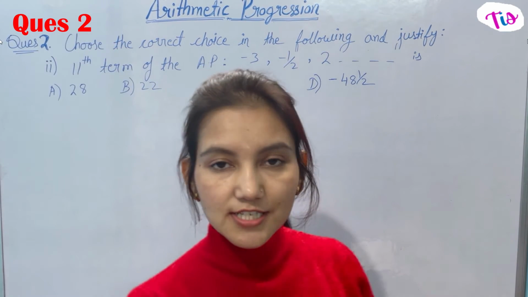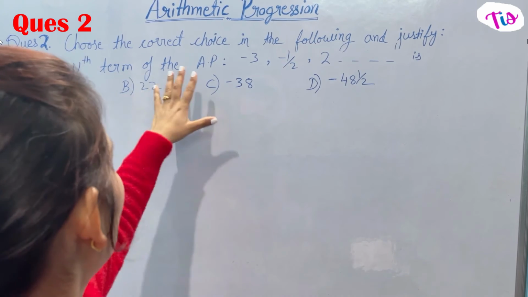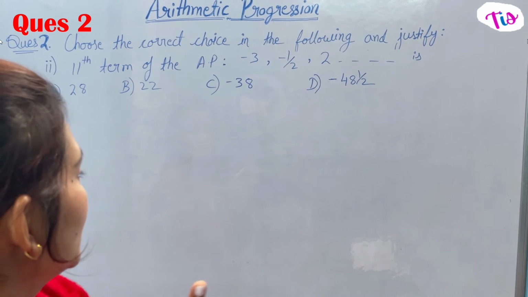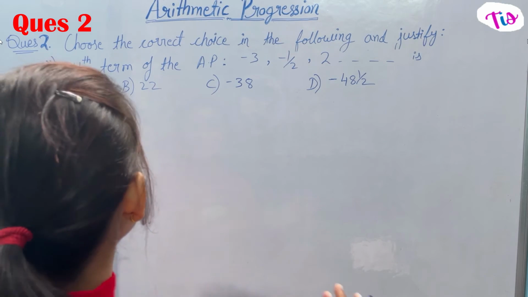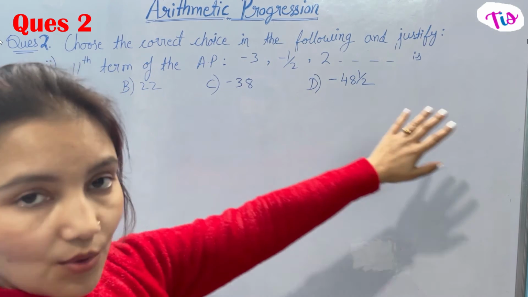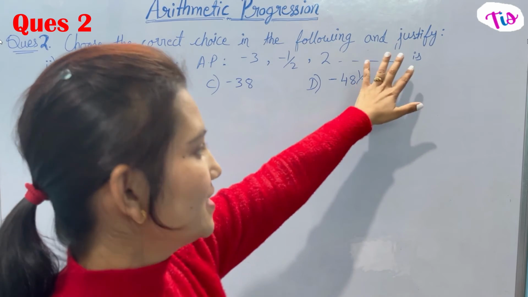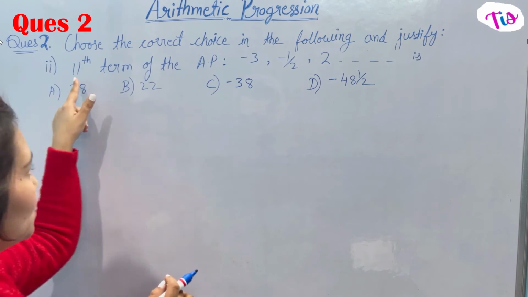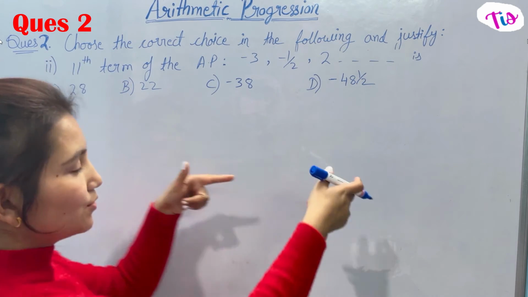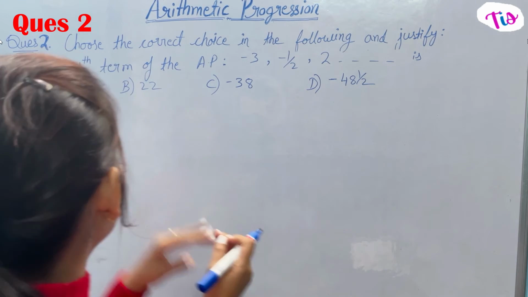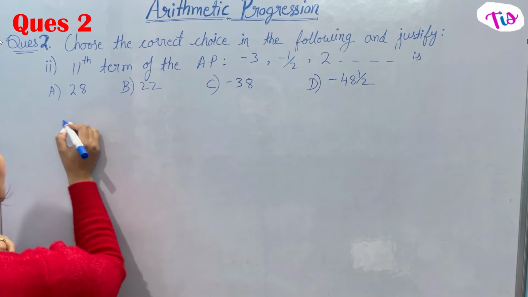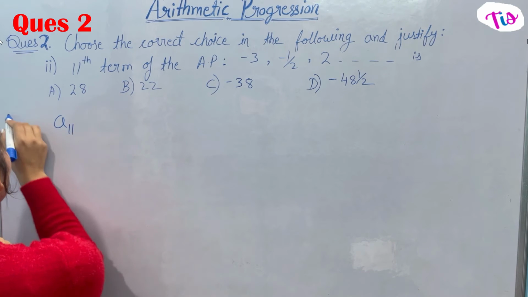Okay, so here is part 2 of question number 2, and we need to solve it. Here also some options are given, and let's read out the question first. 11th term of the AP, okay? So 11th term, you need to find out the 11th term, and some options are given. You need to see which option is the correct one, okay? So 11th term, and 11th term means we need to find out A11, okay?